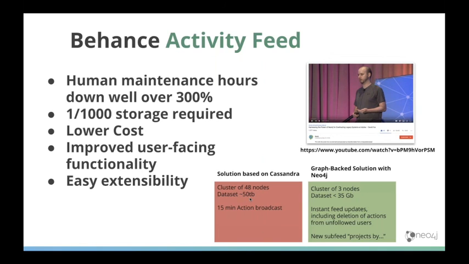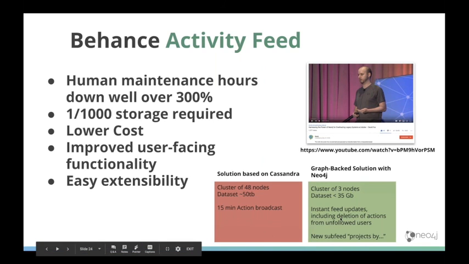Of course, the previous one had a huge amount of replication every time an action was propagated and broadcast to all the followers. Now we have a very, very compact database, orders of magnitude, around 1,000 times smaller. And of course, that's a reduction in cost, which is exactly what they were facing. But what's interesting is that even with this reduction in cost, they've improved the user-facing experience.